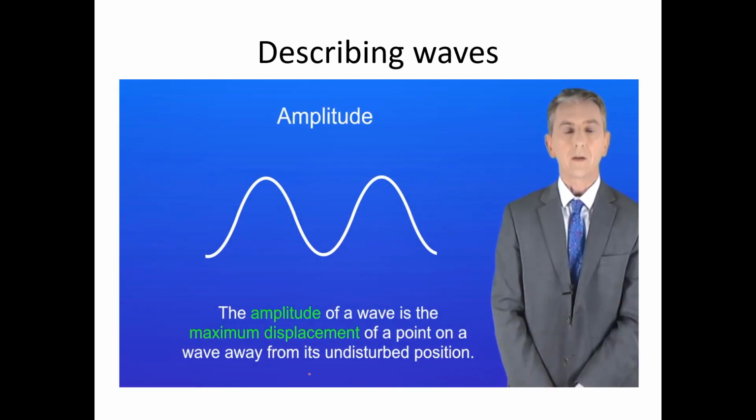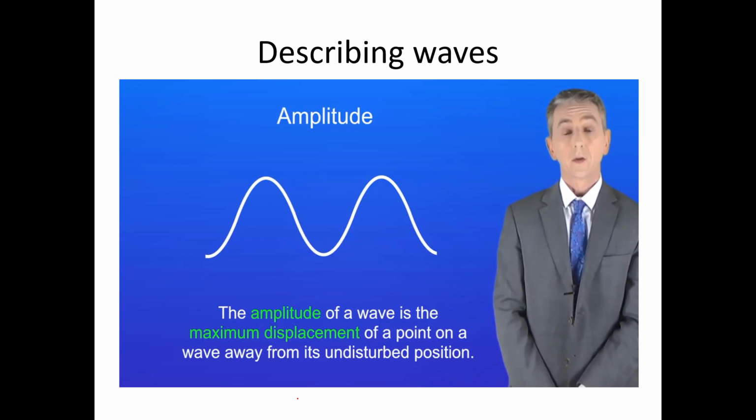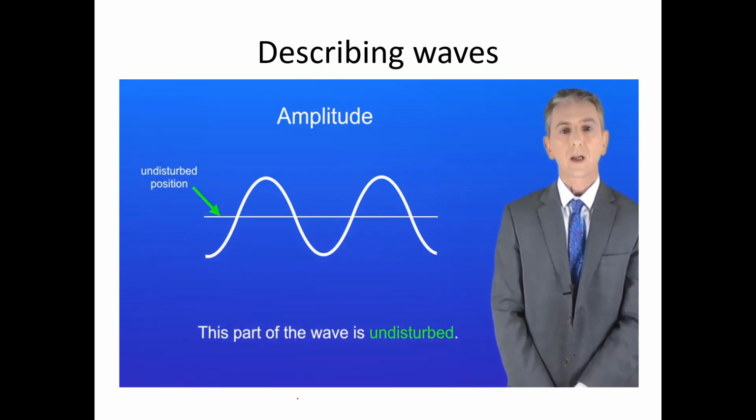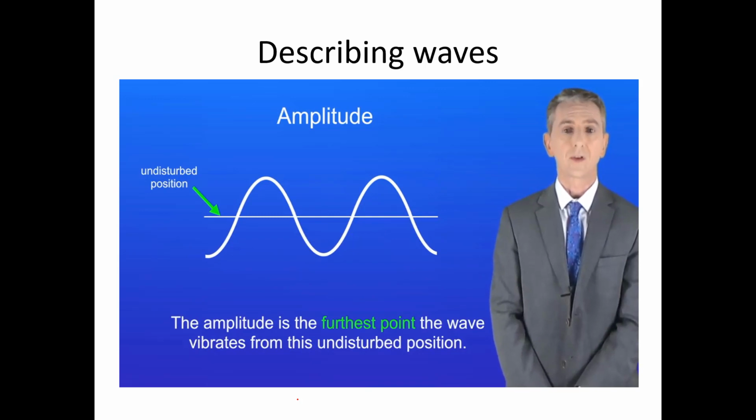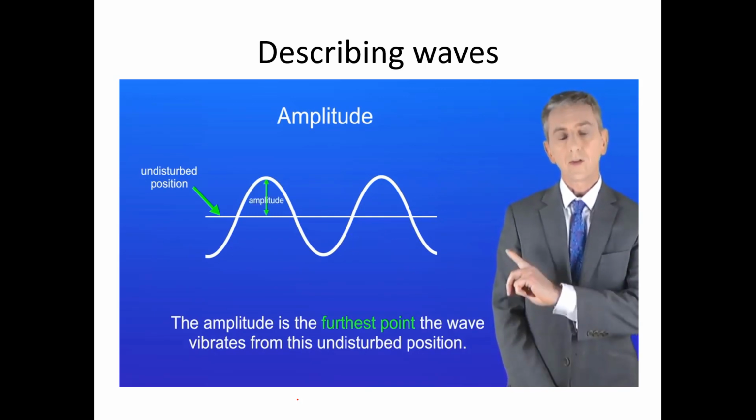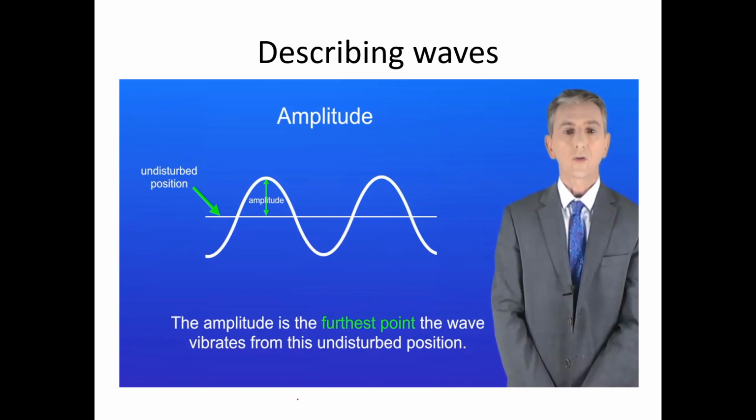The amplitude of a wave is the maximum displacement of a point on a wave away from its undisturbed position. So what does that actually mean? If we look at the wave, we can see a point in the center where the wave is not moving, and I'm showing you that here. This part of the wave is undisturbed. The amplitude is the furthest point the wave vibrates from this undisturbed position. So this is the amplitude, and also this is the amplitude.